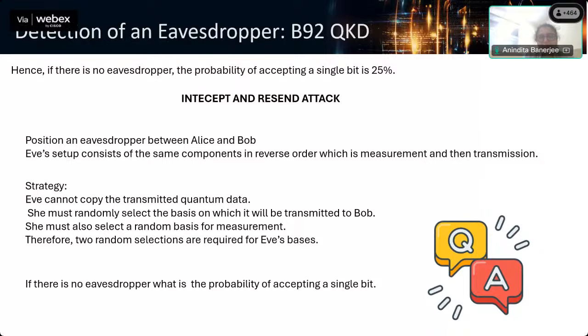I would like you to attempt detection of an eavesdropper. If there is no eavesdropper, the probability of accepting a single qubit is 25%. Now, position an eavesdropper between Alice and Bob. This is one of the strategies which I have figured out, but you can also think of more strategies. It will be nice to see how the error or the probability of accepting a single bit changes once an intercept and resend attack is done. It gives a signature of somebody monitoring the system.